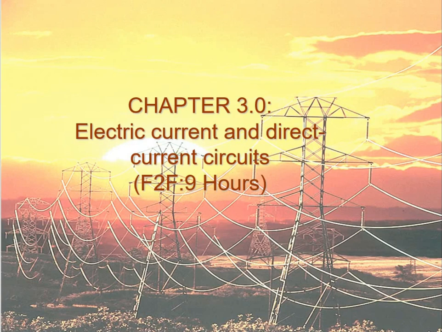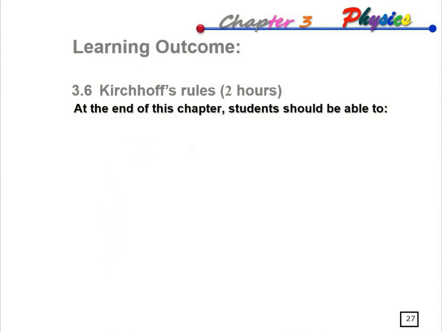Now I would like to continue our lesson on chapter 3, which is electric current and direct current circuit. As far as I was concerned, we have learned some topics from this chapter, from subtopic 3.1 to subtopic 3.5. From now onwards, I will continue starting from subtopic 3.6, the Kirchhoff rules. The learning outcome is to state and use Kirchhoff rules.